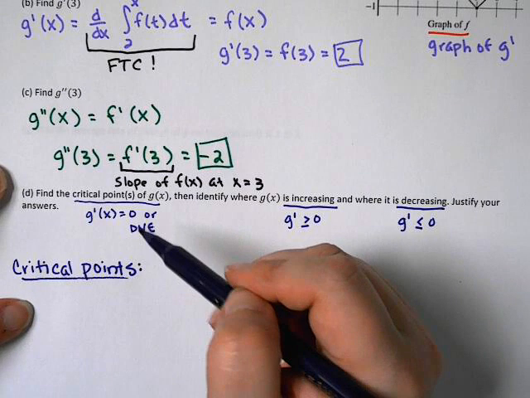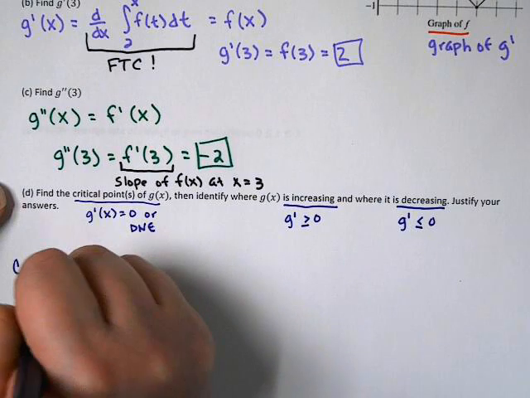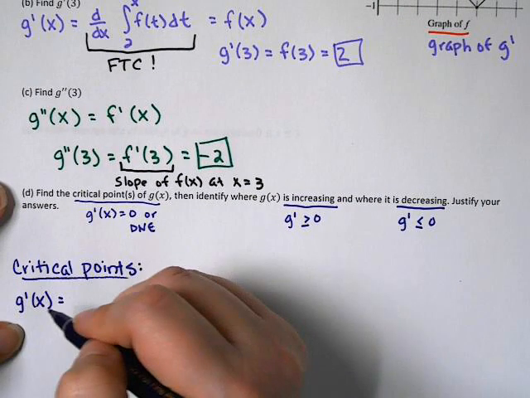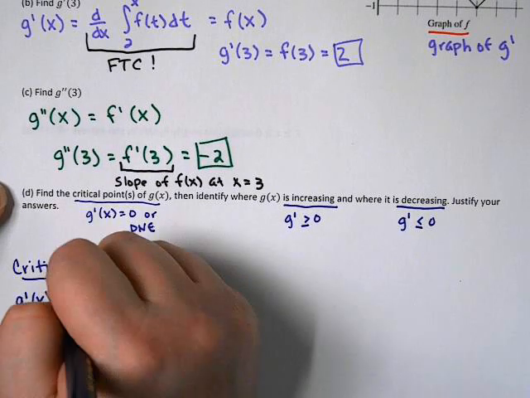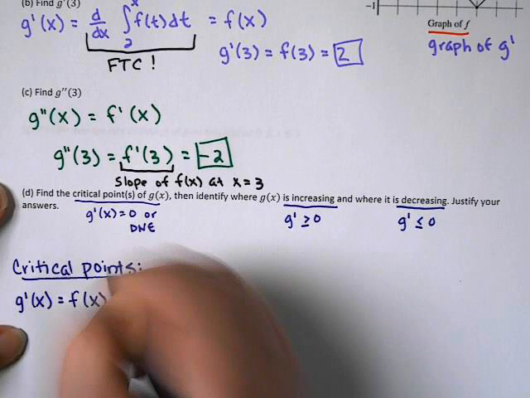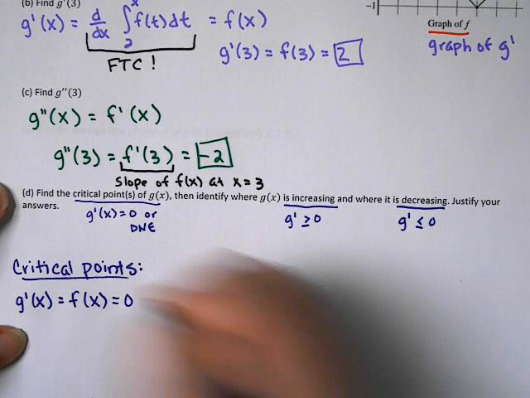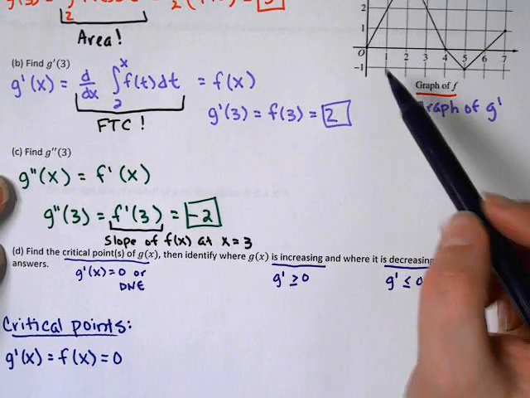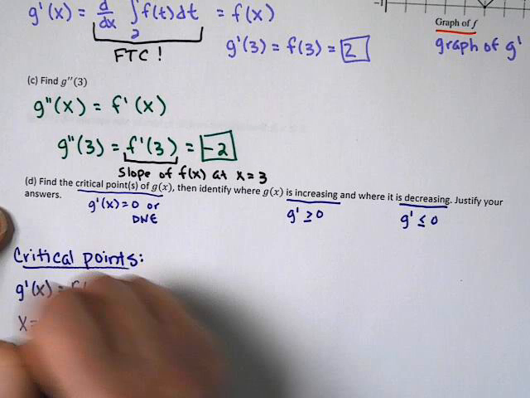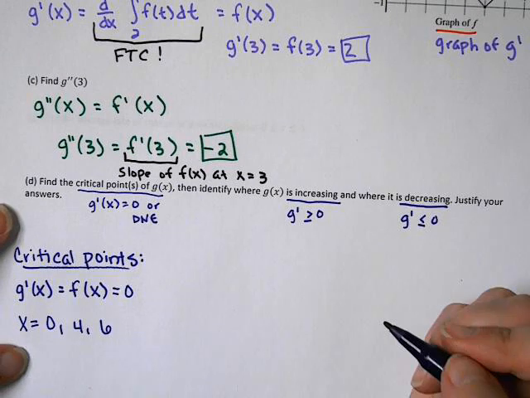So to find critical points, we need the first derivative to equal 0. So G prime of x. But we said that G prime of x is the same as f of x, which means I want G prime, which is the same as f, to equal 0. So really all I'm looking for are the x-intercepts of this graph. So 0, 4, and 6 would be my critical values. X equals 0, 4, and 6. Those are my critical points.